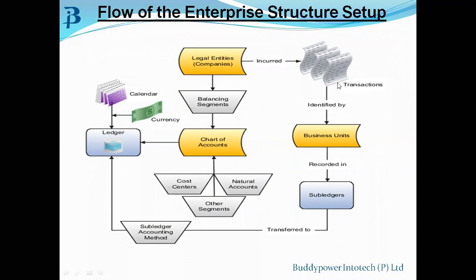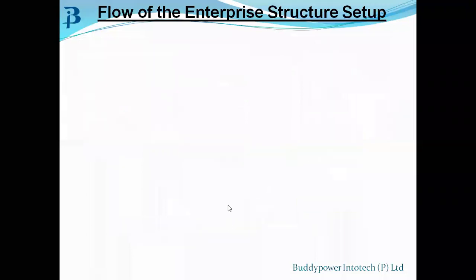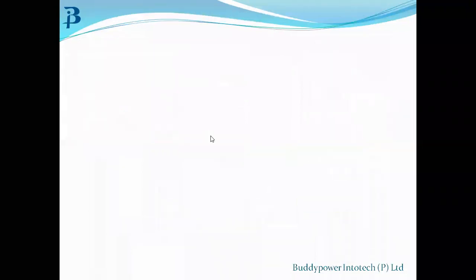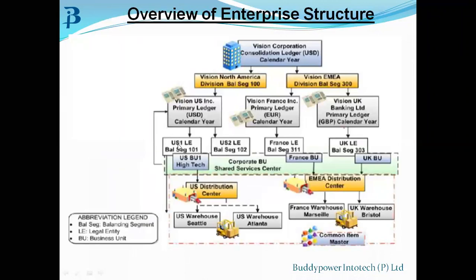Then come the business units, which take care of the day-to-day transactions of your legal entity. Now, this BU can process transactions on behalf of many legal entities. As I said in the previous screen, this one BU can process transactions on behalf of your US1 legal entity as well as your US2 legal entity. You getting my point?